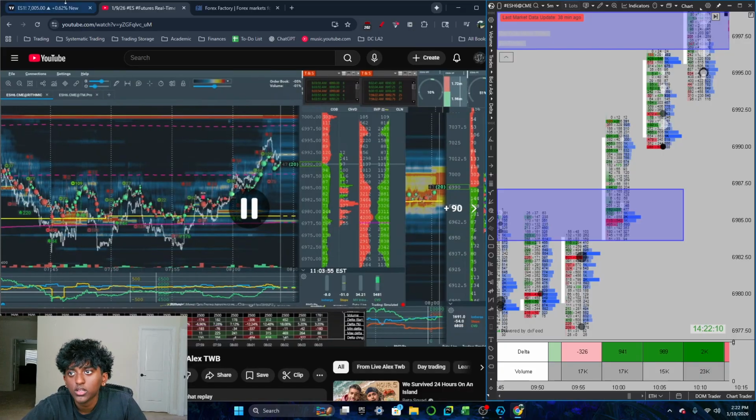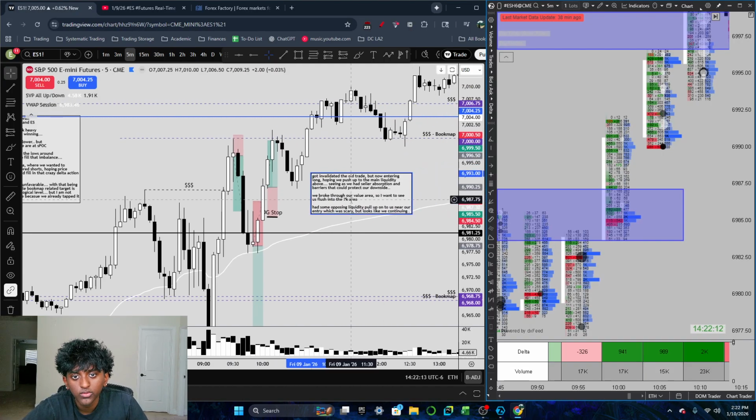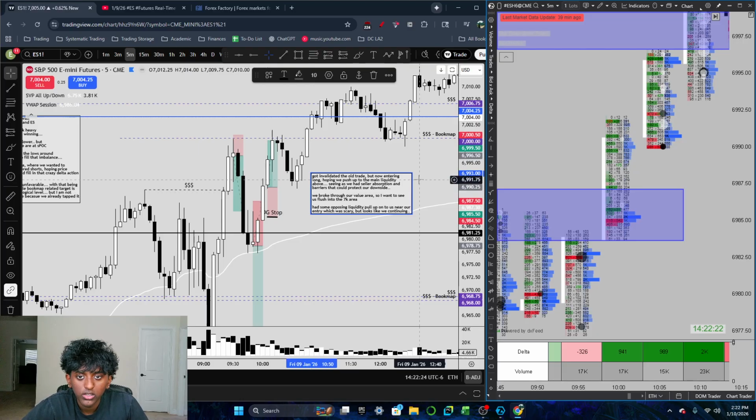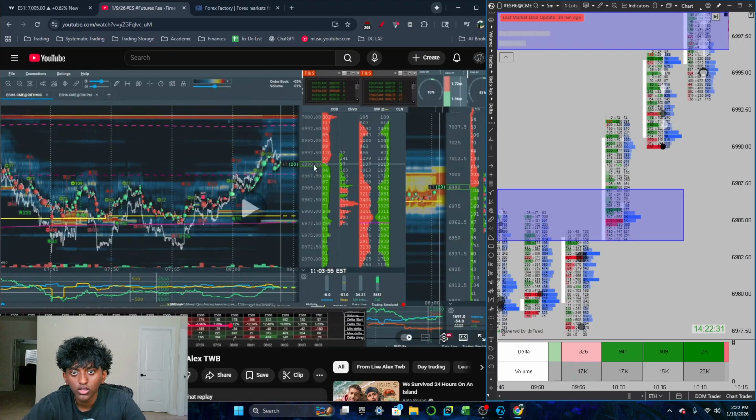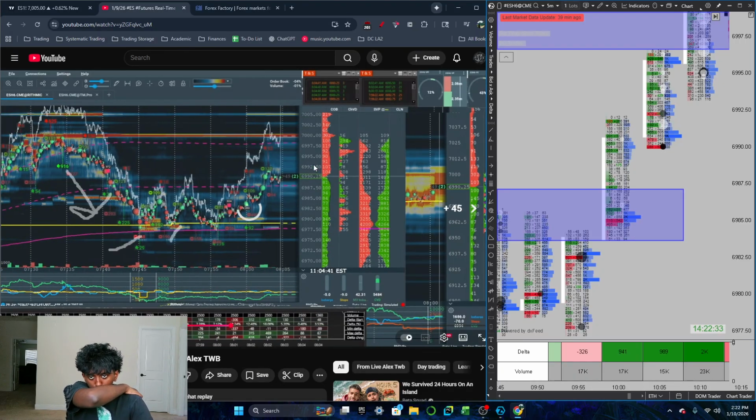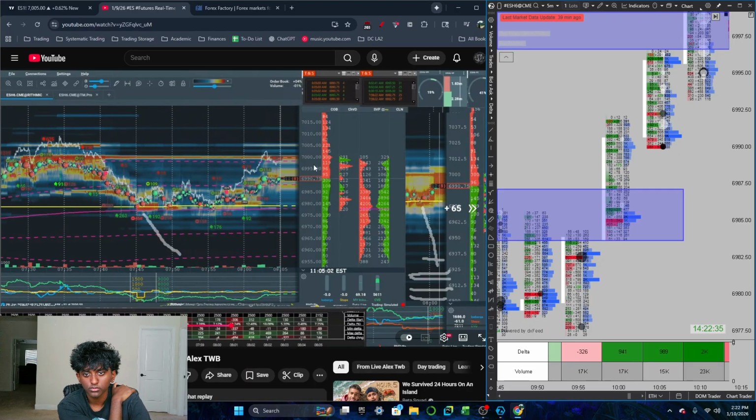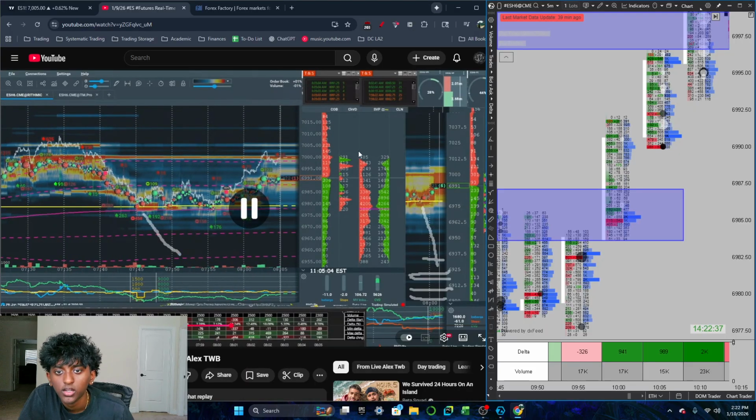So what we did here, let's just read what we said. We said, got invalidated of the old trade for sure. Now entering long, hoping we push up into main liquidity above, seeing as we had seller absorption and barriers that could protect our downside. We broke through our value area, so I want to see us flush into the 7K area. Had some opposing liquidity pull up to us near our entry, which was scary, but it looks like we're continuing.